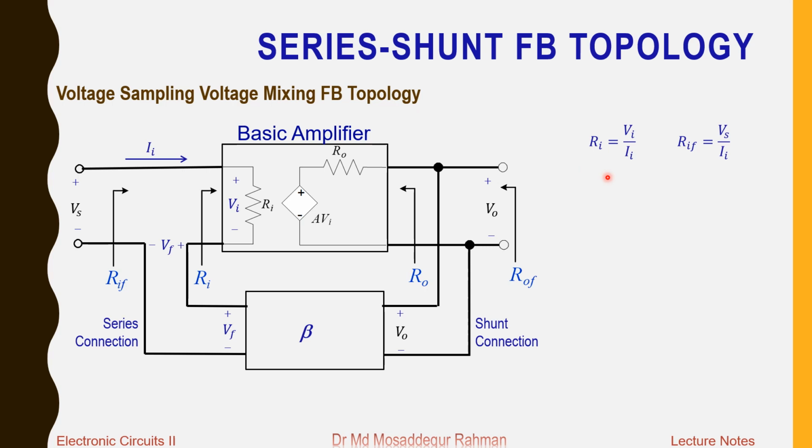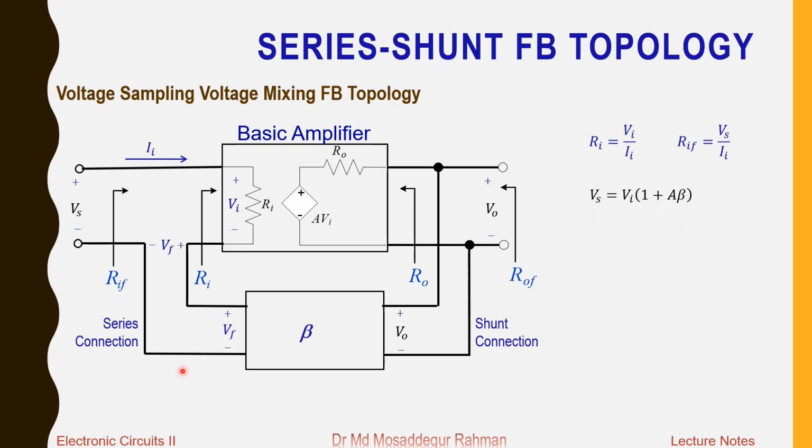So from this we can also write the expression for RIF. RIF is the input resistance seen from this point, that is the input resistance with feedback, and it's seen by the signal voltage source. So at this point the input voltage is Vs, and so voltage here is Vs, not Vi, but the same current II is flowing. So RIF, the input resistance with feedback, we can express as Vs divided by II. So this is according to the definition for the resistance.